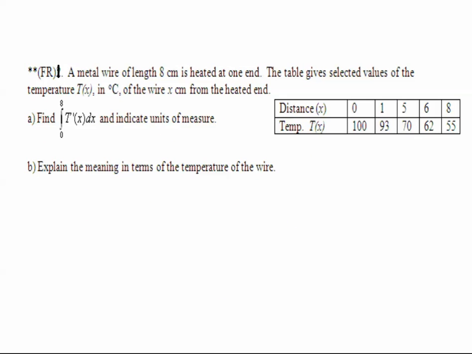From a free response question on an AP exam, a metal wire of length 8 centimeters is heated at one end. The table gives selected values of the temperature T of X in degrees Celsius of the wire X centimeters from the heated end. Find the definite integral from 0 to 8 of T prime of X dx and indicate units of measure. So remembering the fundamental theorem of calculus, this definite integral means the antiderivative of t prime, which is t, evaluated at the upper limit, minus t, evaluated at the lower limit.